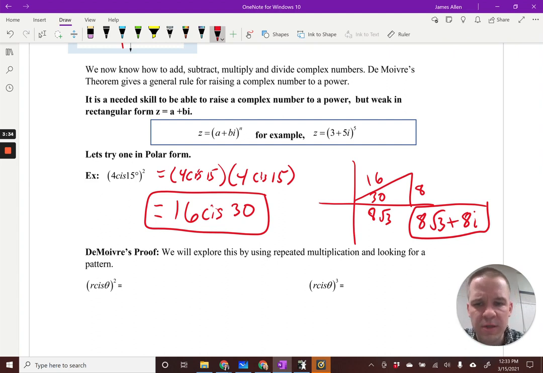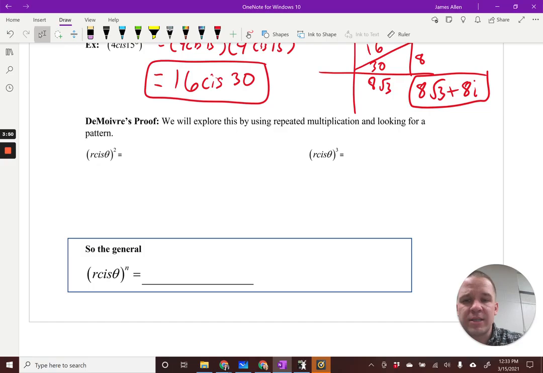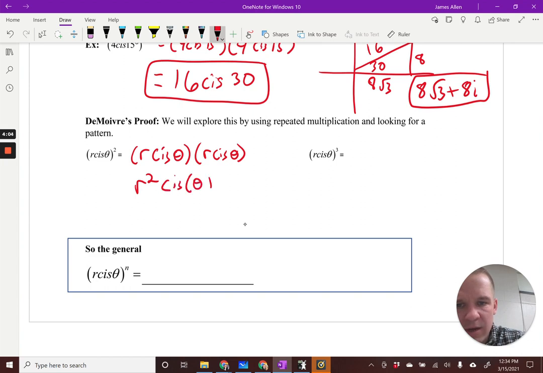So now, DeMoivre's theorem, we're going to try to prove and generalize this. If you actually look at it, 4 squared is 16, 15 times 2 is 30. So maybe there's some kind of pattern here. Let's generalize this. For this one, I would have r cis theta times r cis theta. So that'd be r times r, which is r squared, and then cis theta plus theta. So now I'd have r squared cis 2 theta.